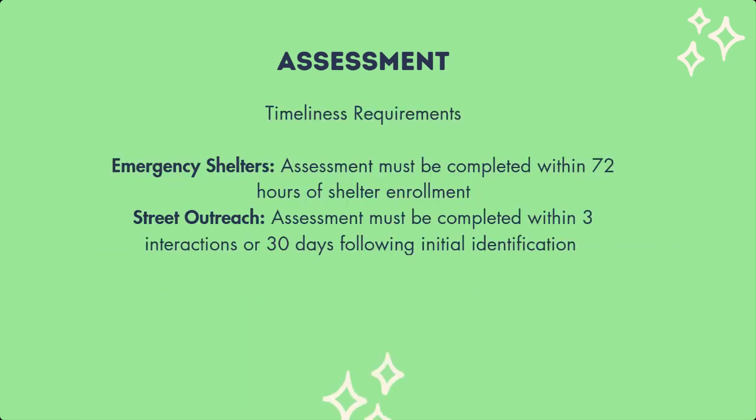HUD-funded emergency shelters and street outreach programs are required to complete CES assessments. Emergency shelters have 72 hours to get the assessment completed. Street outreach programs should complete the assessment within 3 interactions or 30 days, whichever occurs first.